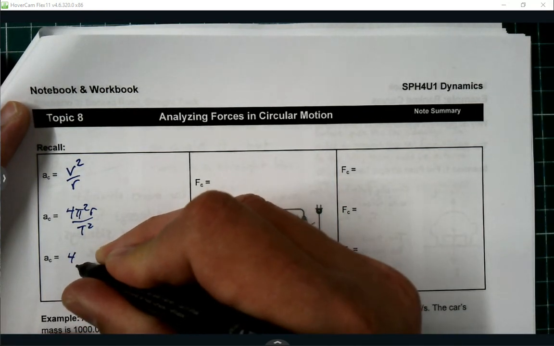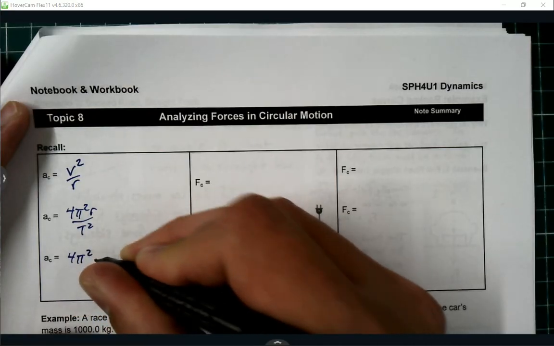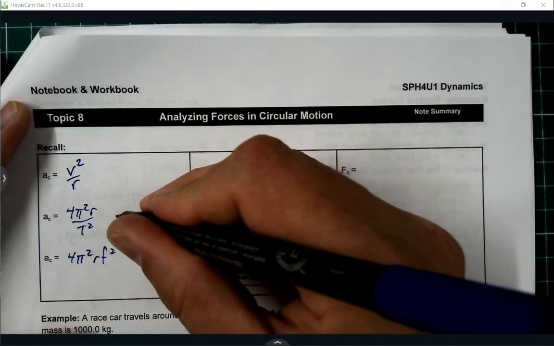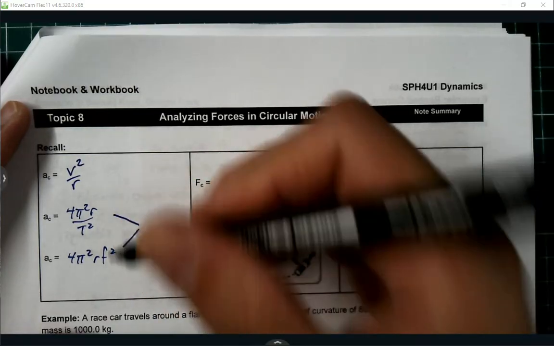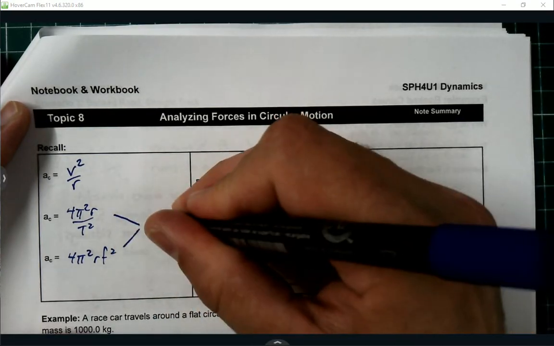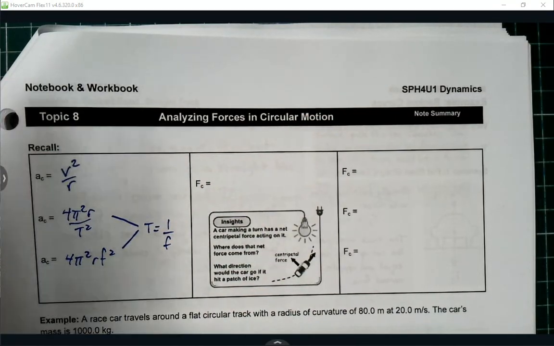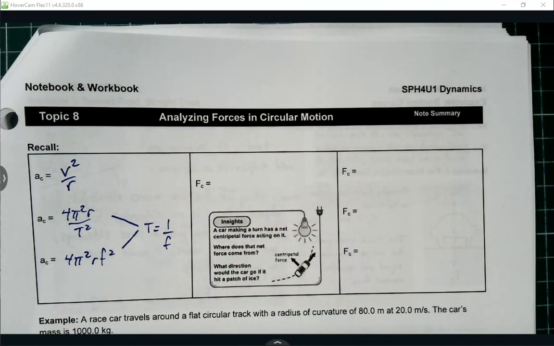We got an alternative of 4 pi squared r times the frequency of orbit squared. And really the reason that those two are the same equation essentially is that period is 1 over frequency. So with that little recognition, they're the same equation, right?